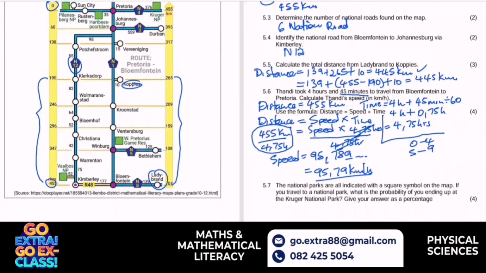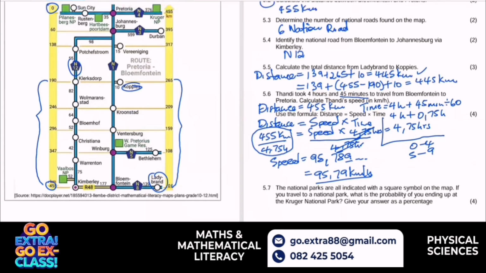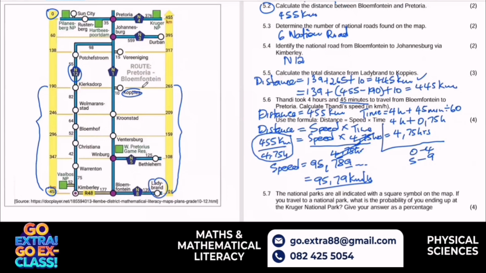Okay, moving along, guys, to the next question, the last question here. It says, the national parks are all indicated with a square symbol on the map. If you travel to a national park, what's the probability of you ending up at the Kruger National Park? Give your answer as a percentage. Let's repeat again. They say the national parks are indicated by a square. And remember in the previous videos, I said that we have these squares that you're going to see on the map. So these are the places of interest that you're going to find on the map.